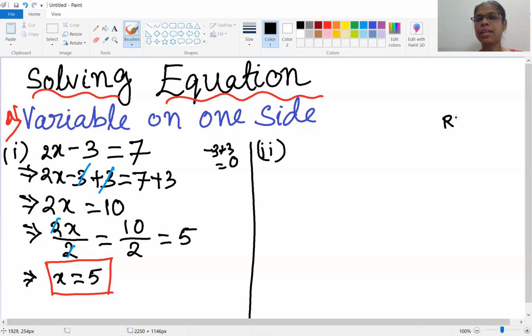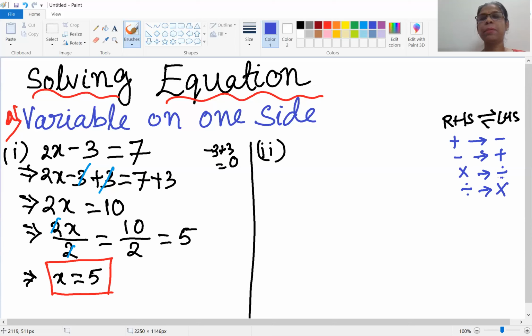When a number moves from the right hand side to the left hand side, if plus moves, then it becomes minus. If minus moves, it becomes plus. In a similar manner, if multiplication moves, it becomes division. When division moves, it becomes multiplication. Keeping this concept in mind, we are going to solve it.